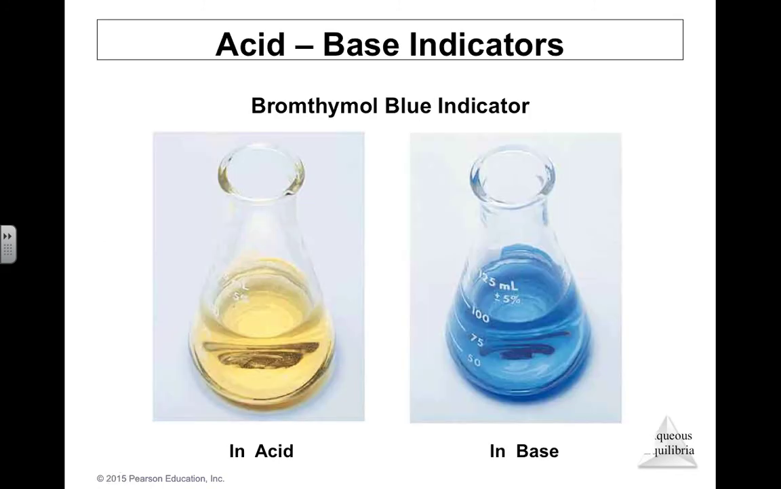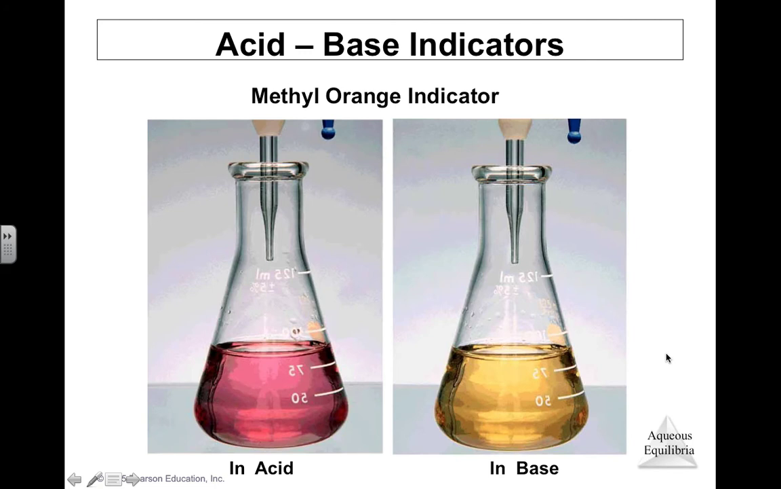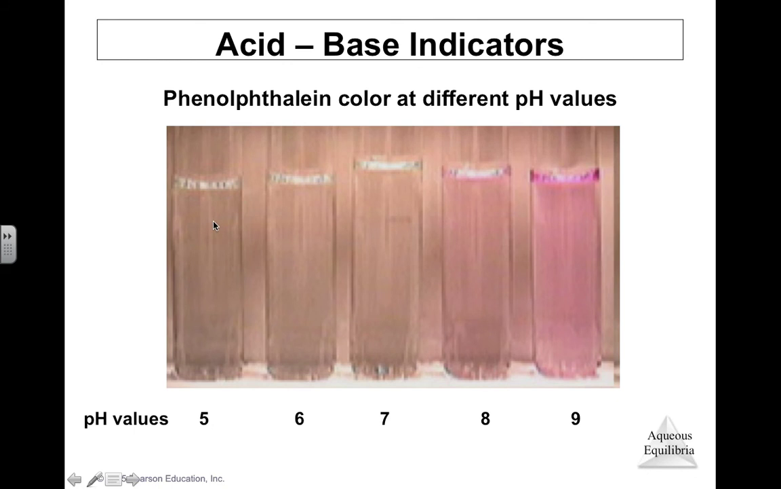So this just shows some different indicators that you might use and the differences in color. So bromothymol blue in acid is yellow, but if it's in a basic solution, it turns blue. Methyl orange is a reddish pink in an acid, but it turns yellow-orange in base. So notice the differences in colors. And then phenolphthalein has different colors at different pHs, so it's clear if it's in acid, and it turns pink when it gets between a pH of 8 and 10. So notice at a pH of 8 it's still somewhat pink, but at a pH of 9 it's significantly darker.